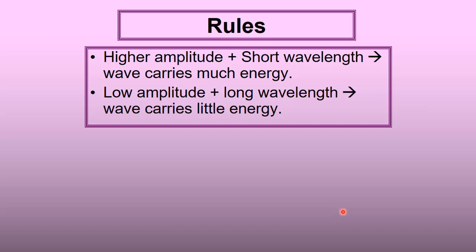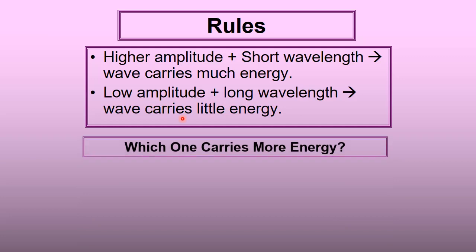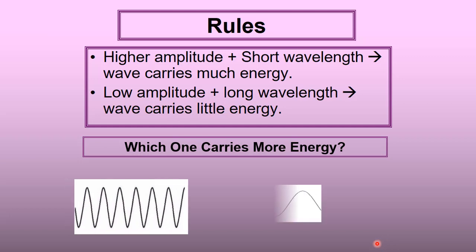What are the rules which should tell us which wave carries much energy? If the amplitude of the wave is high and the wavelength is short, the wave carries much energy. But if the amplitude is low and the wavelength is long, then the wave carries little energy. Now check, there are two waves given. You have to think about which wave carries much energy.